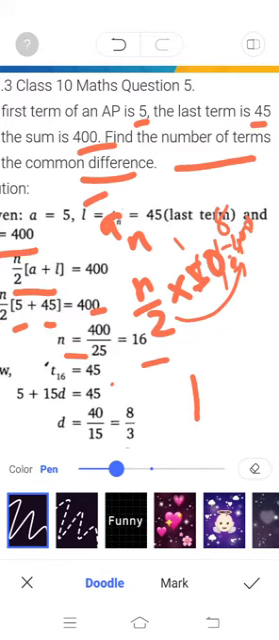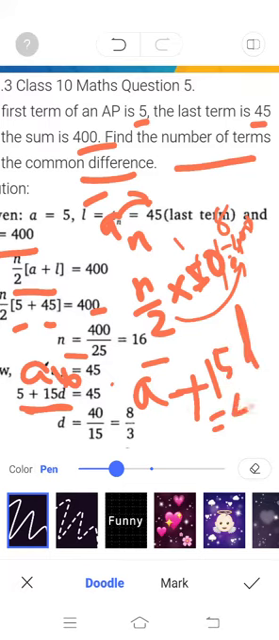To find the common difference, we know An and L are both the same. So An is equal to 45 and n is 16, so A16 is equal to 45. A16 is A plus 15d, which is equal to 45. Applying the value of a as 5, 5 plus 15d is equal to 45. Transposing 5, 45 minus 5 gives 40. So 15d is equal to 40, d is equal to 40 by 15. Cancelling in the 5 table, we get the value of d as 8 by 3.